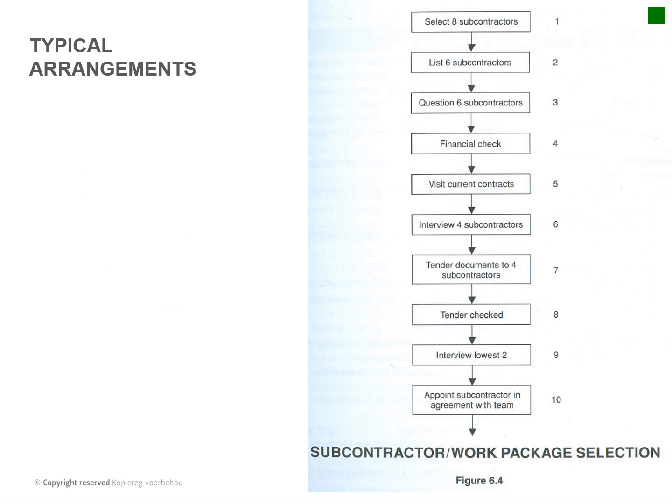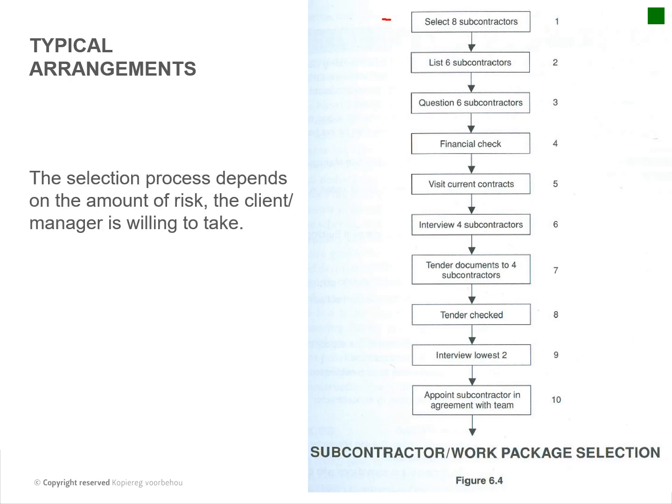Okay, so your typical arrangements for these subcontractors' work packaging selections are basically the same as whenever you're doing a normal standard procurement. You select your subcontractors, you list your six subcontractors, you question your six subcontractors, you do a financial check, visit some current projects, interview 4 subcontractors, you issue tender documentation to 4 subcontractors, the tenders are checked, interview the 2 lowest ones, see if they're going to play ball or not, and then appoint a subcontractor in agreement with the team. So very simple. It's a bit of a negotiation type of shortlist method that's used. So this is more or less how work packages work whenever you're doing your procurement.